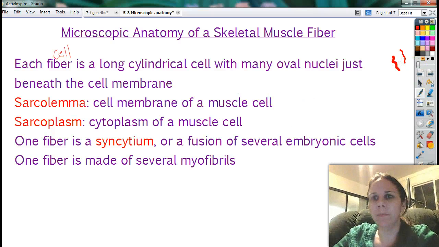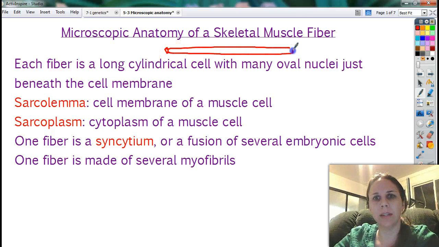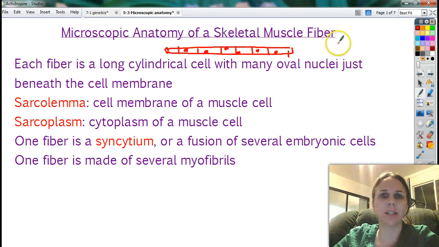So each cell is a long cylindrical cell. Like I said, it looks like a giant pencil, like this. And all along it, we see nuclei. Why are there many nuclei in one cell? Because like I said, they used to be lots of different cells, but then eventually they got fused together and just became one giant cell.